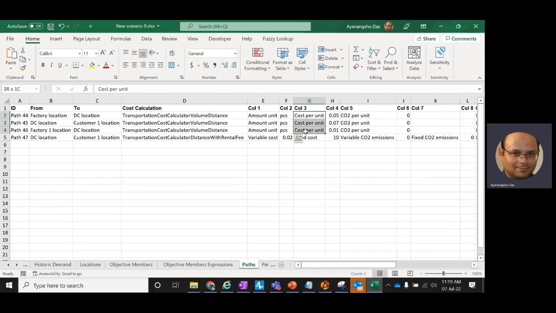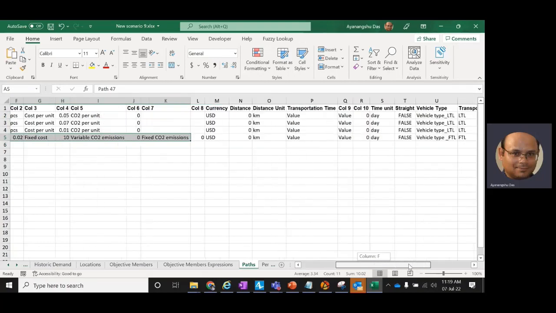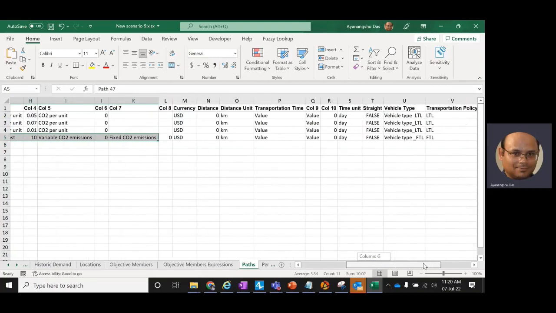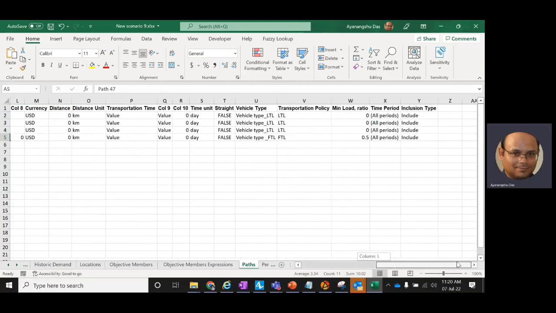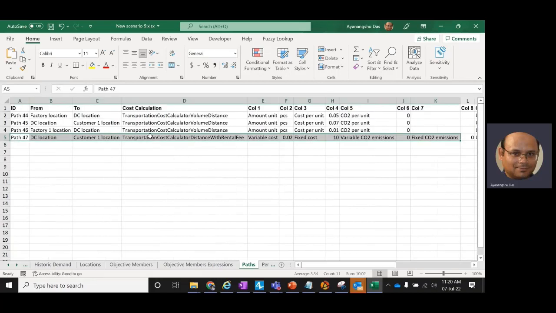Both the transportation policies are being declared within the same template, paths, but they have different values under the columns. This is something which we need to take care of while we are defining different transportation policies in the same template.